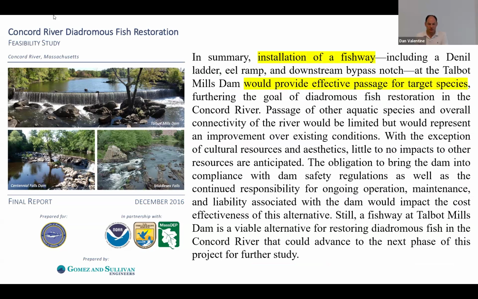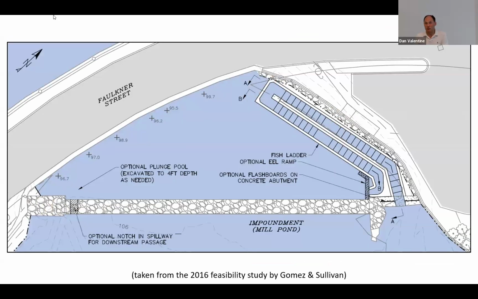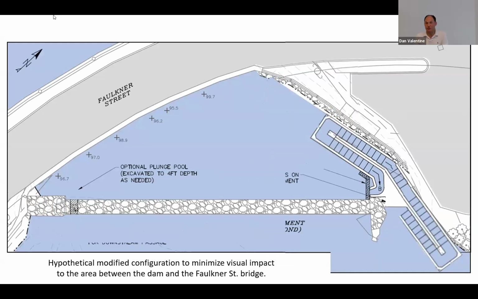So Gomez and Sullivan conclude a fishway will provide effective passage, and it is a viable alternative for restoring the diadromous fish. And this was a conceptual design, which I don't think people have an issue with. I would even consider potentially an alternative like this that's on both sides of the dam. So that's all I had. Thank everyone for listening.